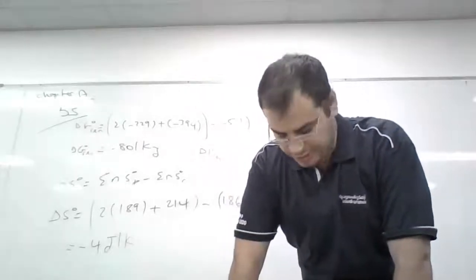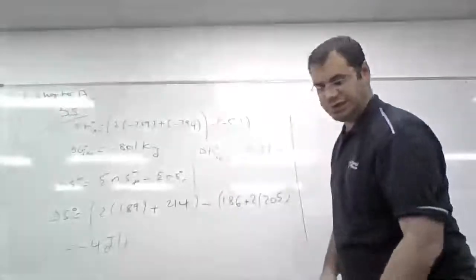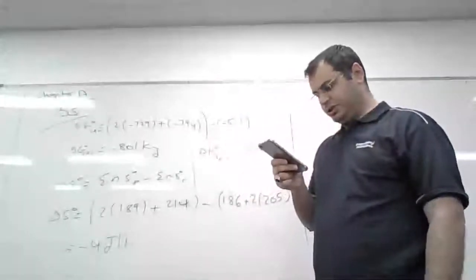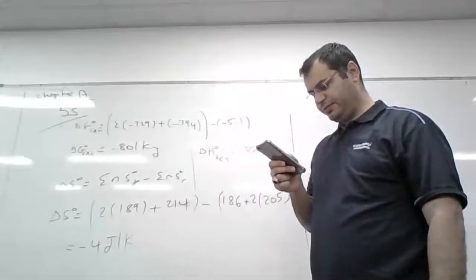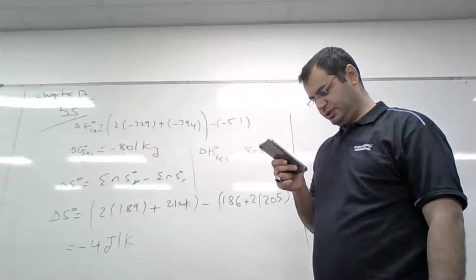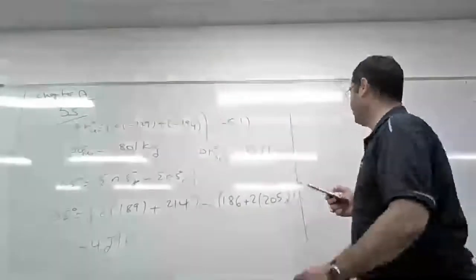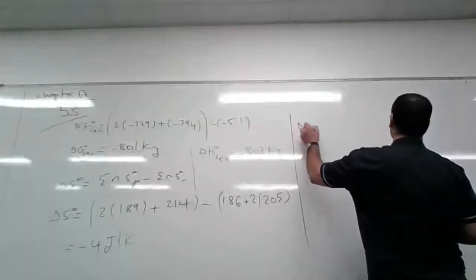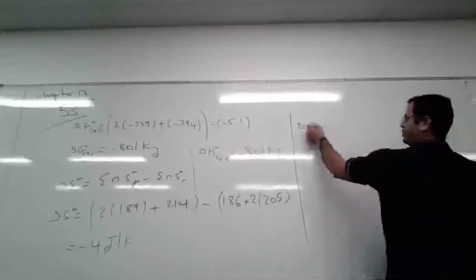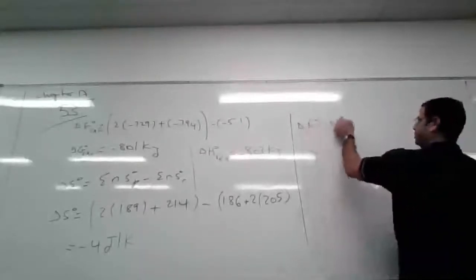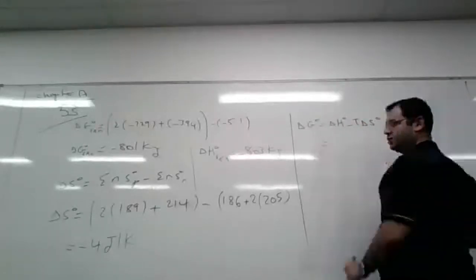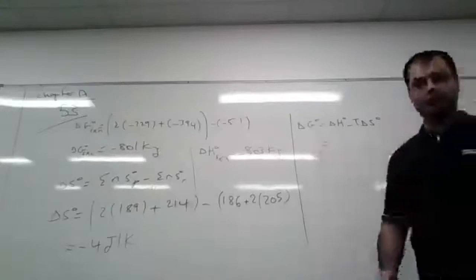If I calculate delta G naught in a different way now, is it going to give the same answer? If I do delta G naught, it's equal to delta H naught minus T delta S naught. Standard conditions. Do you get it?